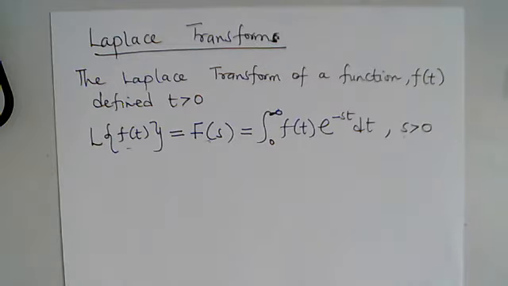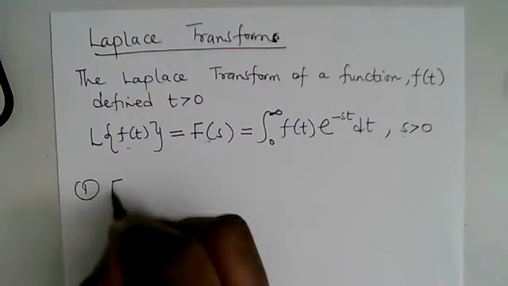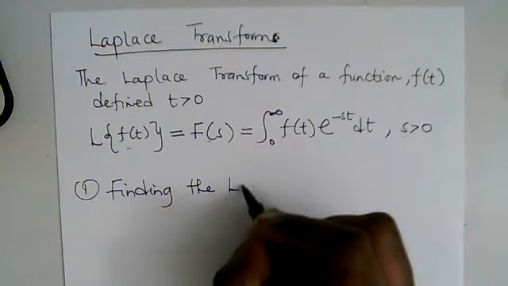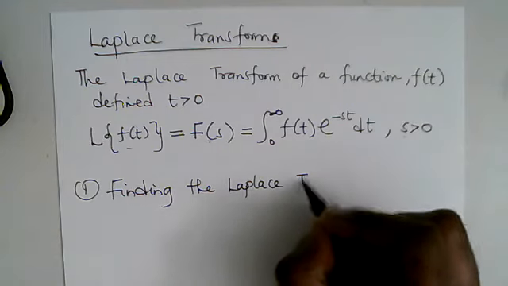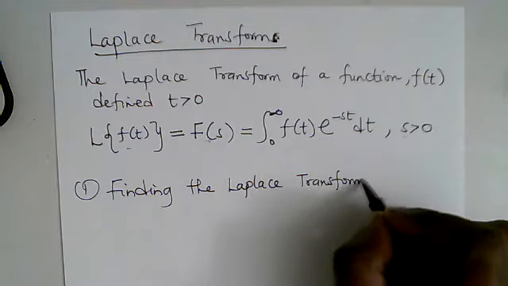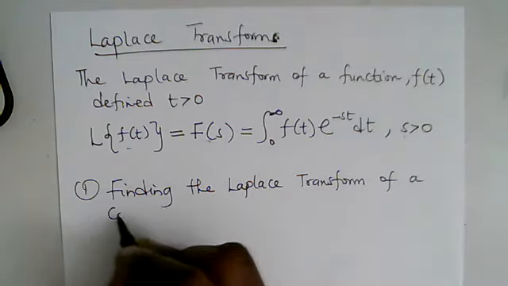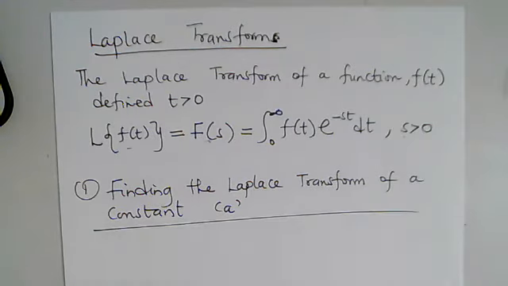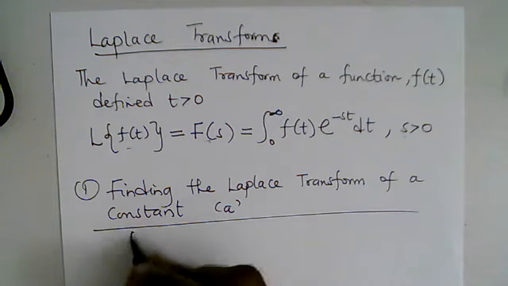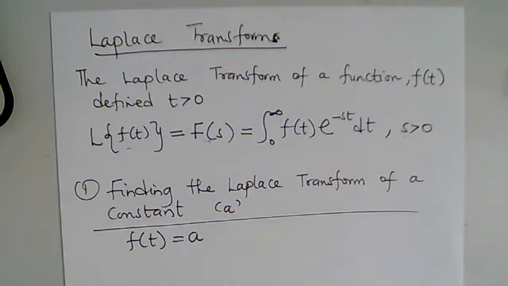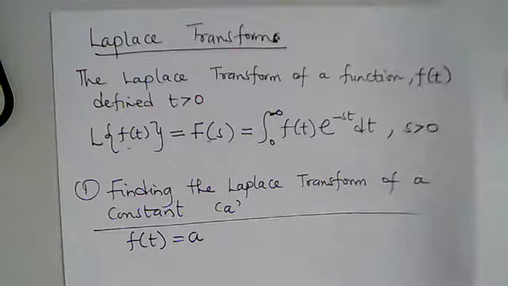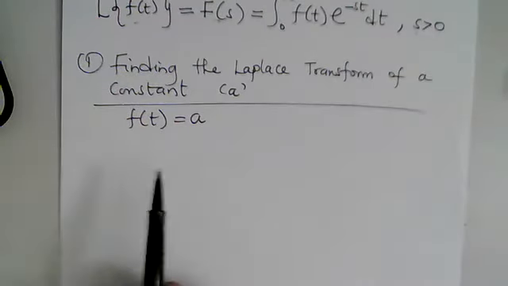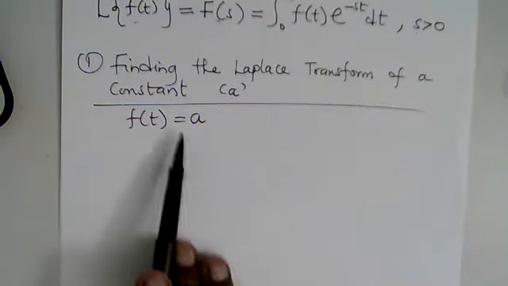Okay, so I want to start with finding the Laplace transform of a constant A. It means that our function here is A. f of t is A. So we are going to look at how to find the Laplace transform of any constant, in this case, A, using the definition here.